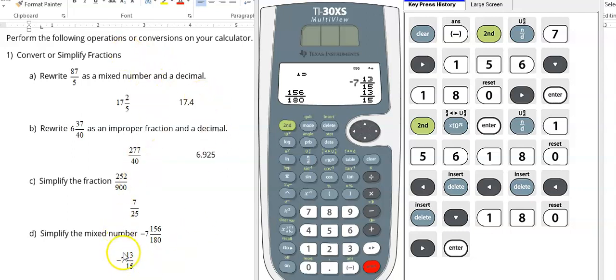Frequently you'll need to convert between different types of fractions: decimals, mixed numbers, improper fractions, etc. All of that can be done on your calculator basically using these buttons and the toggle button.